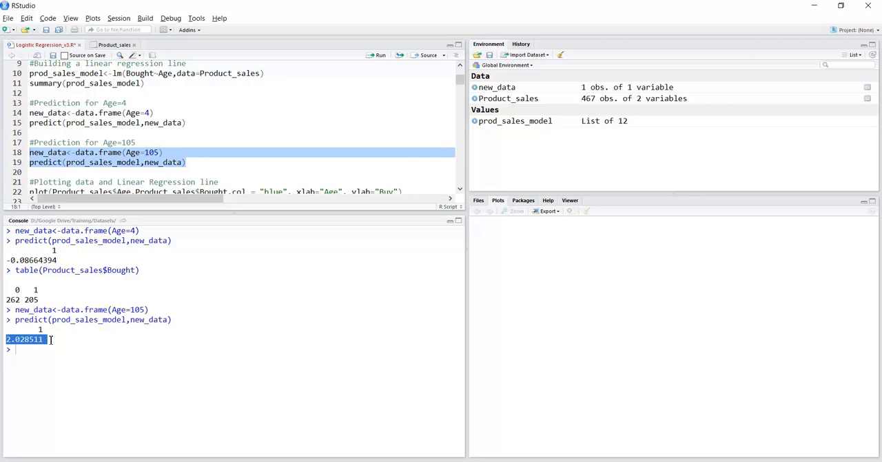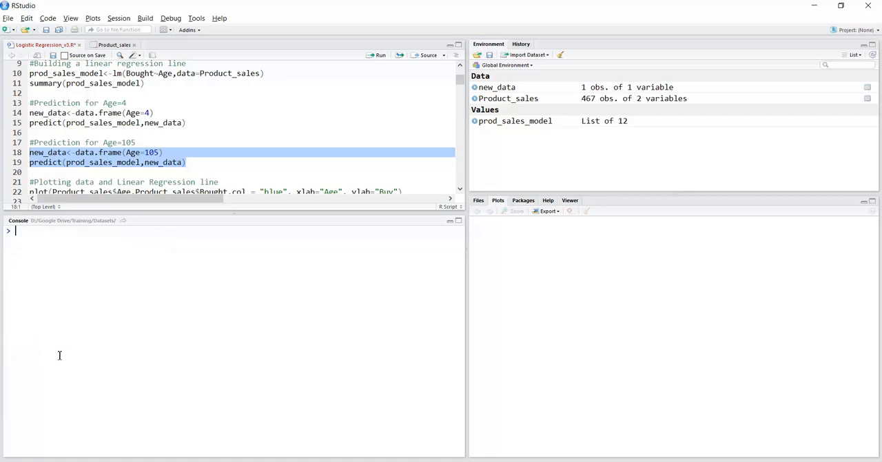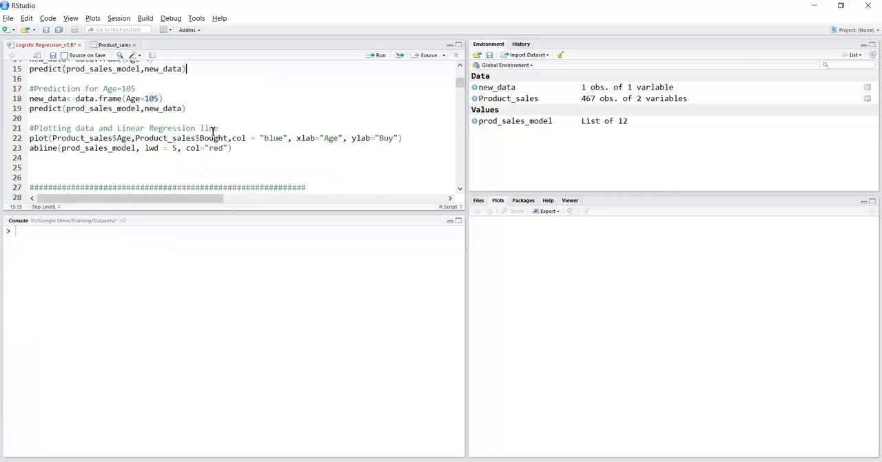What does that mean? Because buy takes only two values. Our y variable, our dependent variable, just takes two values, 0 and 1, and we are predicting 2.0. Does that mean he will buy two products? I don't think so. There is something totally wrong that we are doing. Let us see what is wrong.